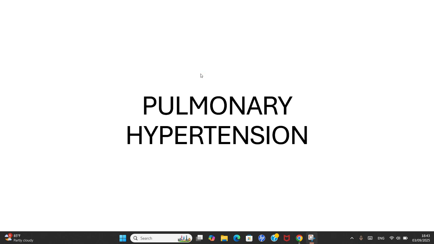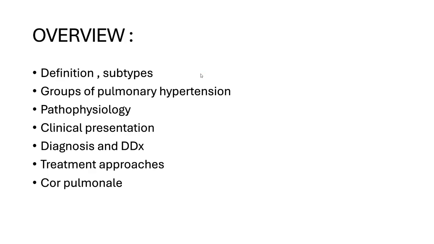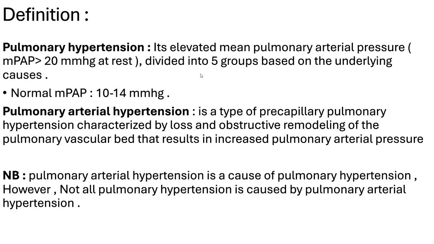Today we are going to talk about pulmonary hypertension. We will cover definition, subtypes, groups of pulmonary hypertension, pathophysiology, clinical presentation, diagnosis and differential diagnosis, treatment approaches, and cor pulmonale. So first of all, what is pulmonary hypertension?